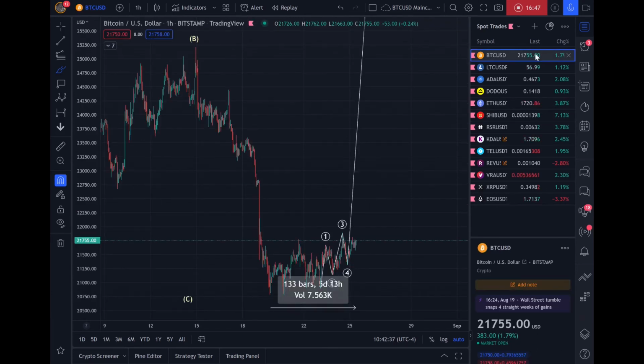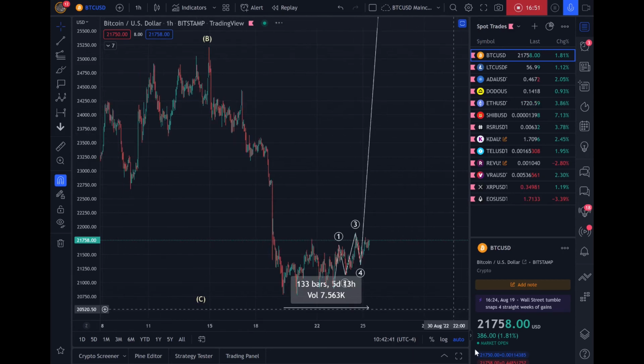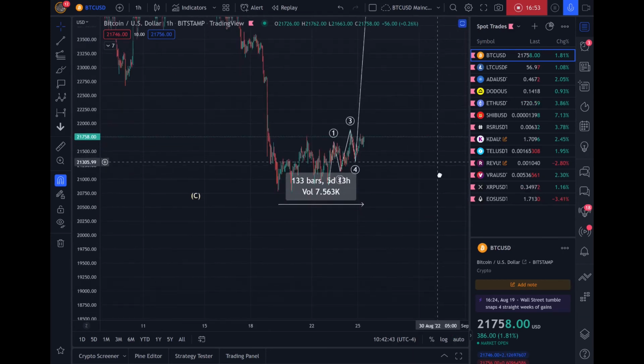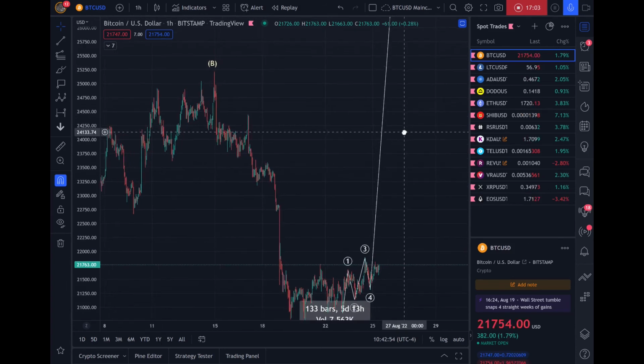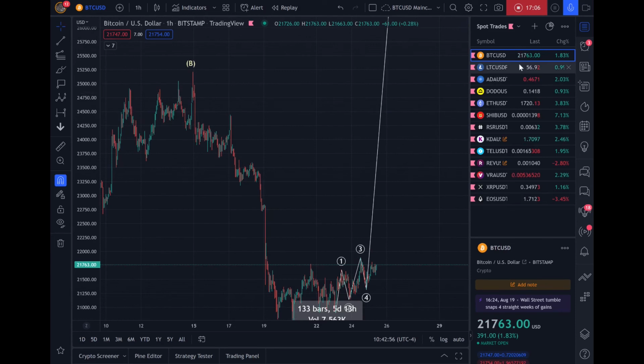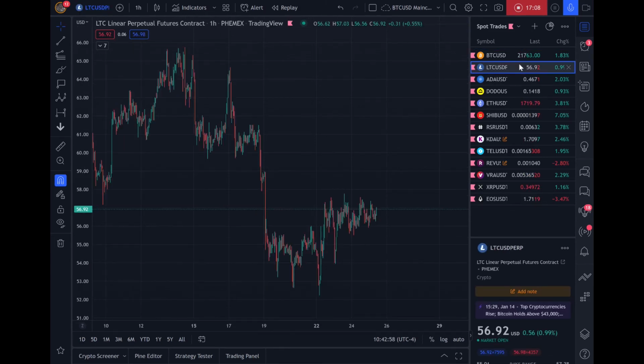Bitcoin's going to break at some point soon. You can see on the hourly time frame, right at that neckline, at that 21.7 neckline, it's going to break it. So it's going to break, consolidate, break, consolidate, break, consolidate. Just get out of the way. Let it tell you when it's going to finish. We don't know how far it's going to extend.